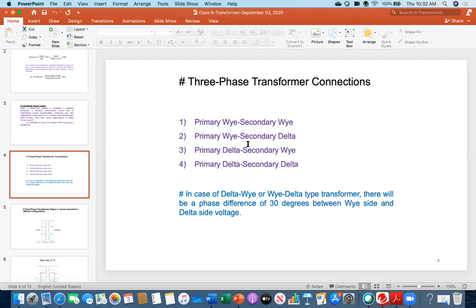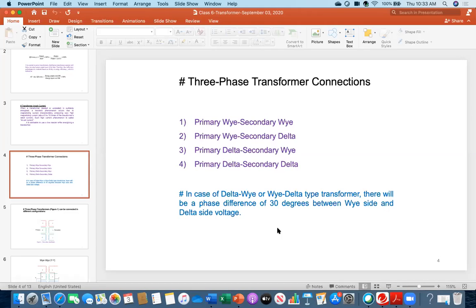Primary could be Y, secondary could be delta. Primary delta, secondary Y, or primary delta, secondary delta. So this means that you see the number 1 and number 4, both sides are YY, in this case, both sides are delta delta. But then number 2 and 3 could be different, like Y delta or delta Y. So these 4 are the possible connections for a 3-phase transformer.